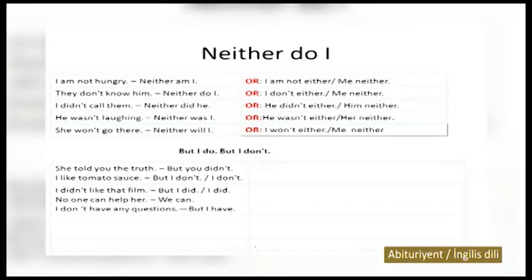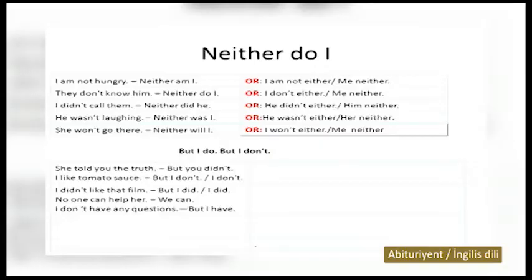And one more thing: very often our students hesitate which one to take, but or neither. Of course, when we take but, it means that we have a contrast meaning to the previous sentence, so it is not true for us. In that case, we use but. For example, she told you the truth. So it is not true for you, and you say, but you didn't.